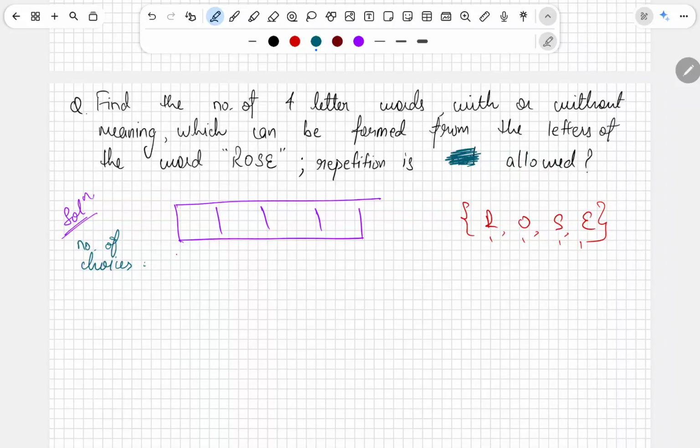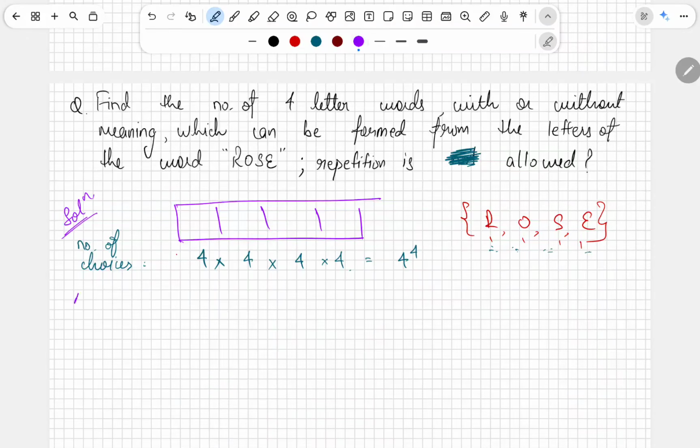Repetition is allowed. So for the first place, I had 4 choices, either of R, O, S or E. So I had 4 choices for the first place, and for the second place, again I had 4 choices, and for the third place, I had again 4 choices, and for the fourth place, I had 4 choices. So the answer became 4 to the power 4. Okay, so now if anyone had any problem, then rewatch this question.